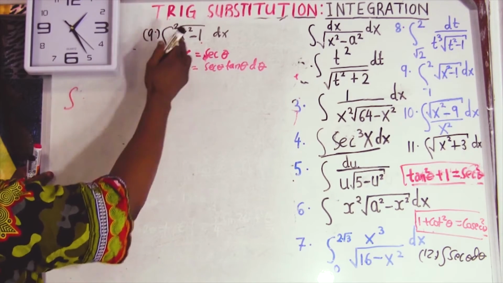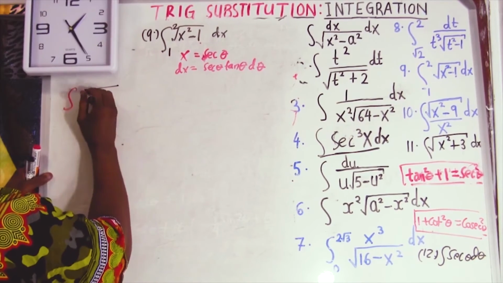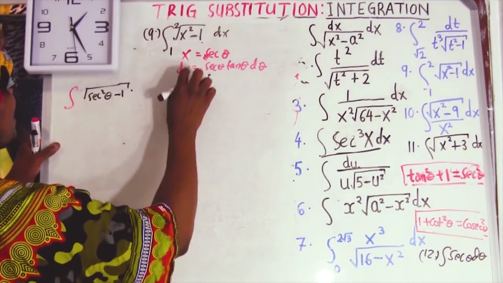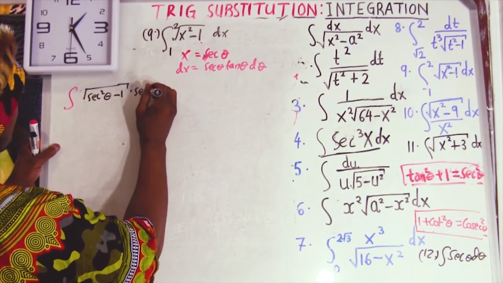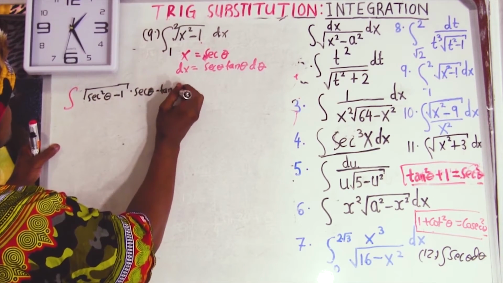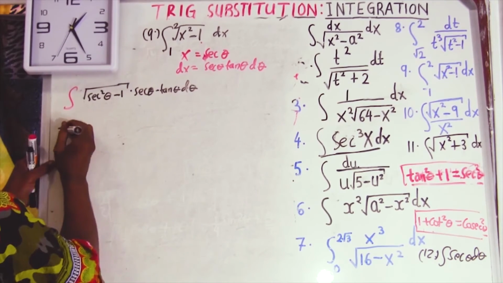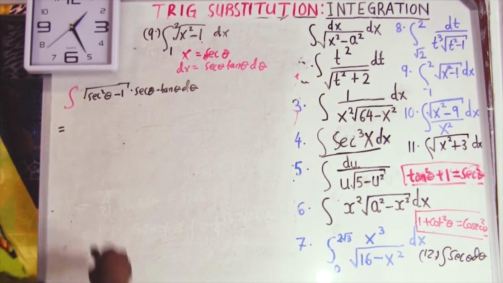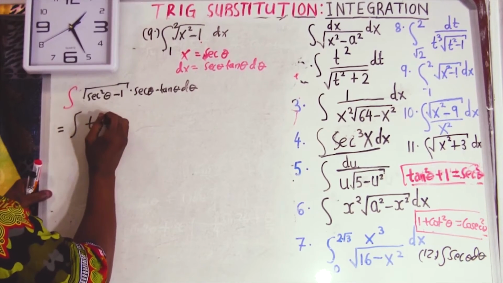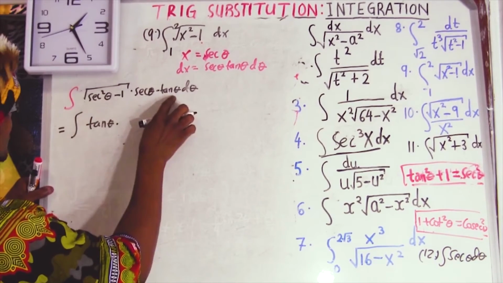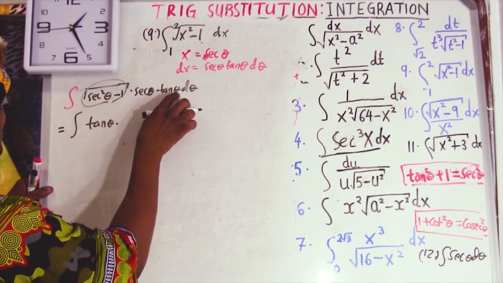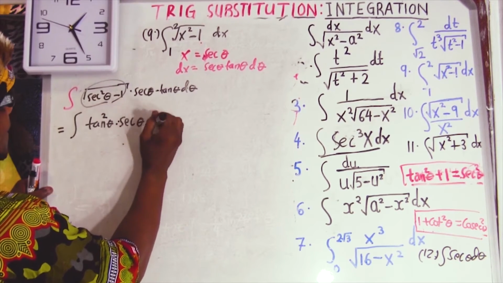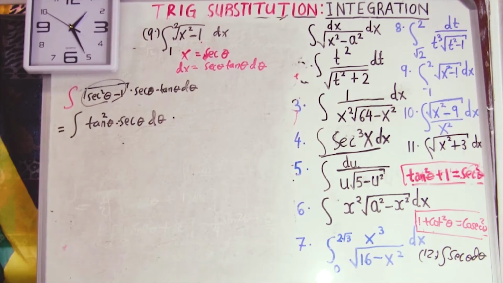So this will be the integral of x sec minus 1 dx equal to sec theta tan theta. Okay, now this is going to give us tan theta, the integral of tan theta. Tan times tan is, this is going to give tan theta, but tan times tan equals tan square. And here is just sec theta d theta.